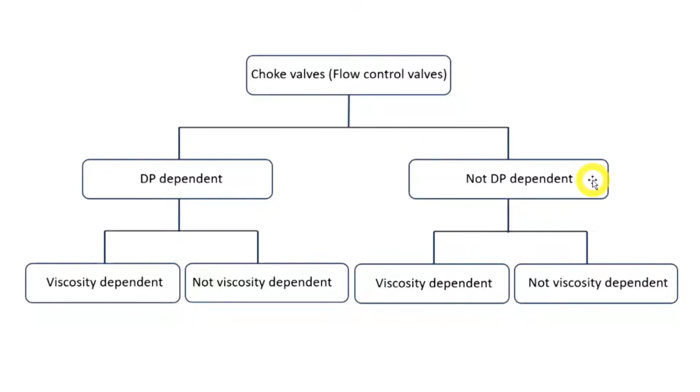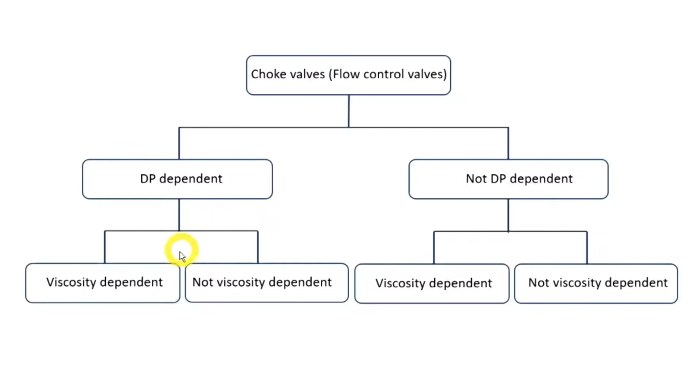I will make a separate video about these types of valves as they are a bit more difficult to understand. They are called flow control valves. Put simply, this type of valve is a combination of an ordinary choke valve and a pressure reducing valve. We will cover this type of valve in another video. I will now explain how valves that are dependent on differential pressure work.